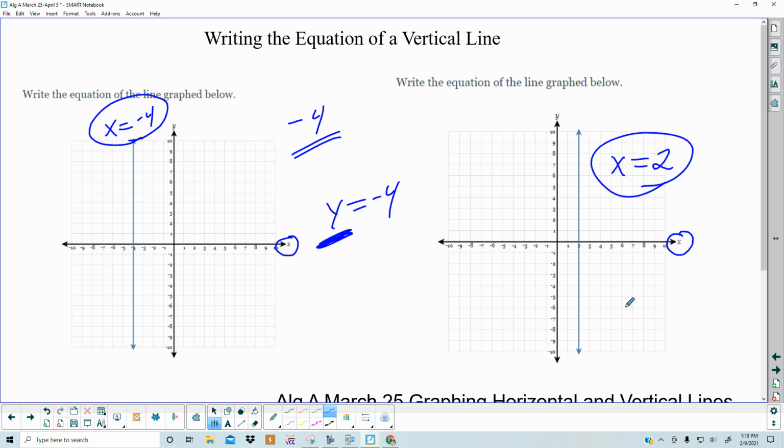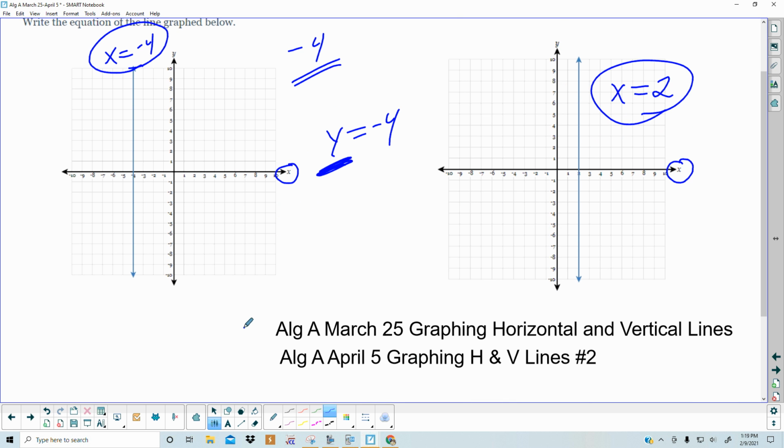There you go. Okay? This is the name of the assignment, the first one here.